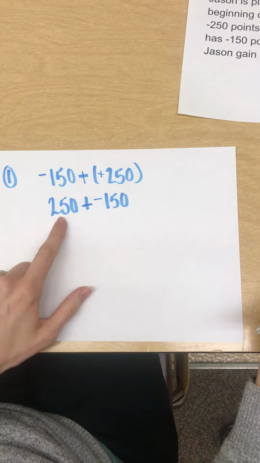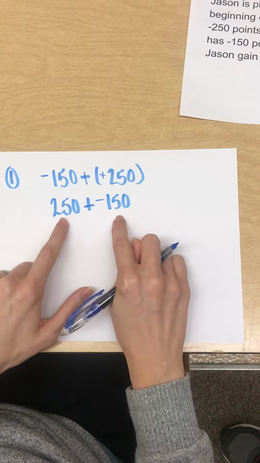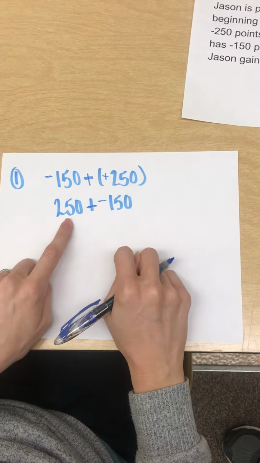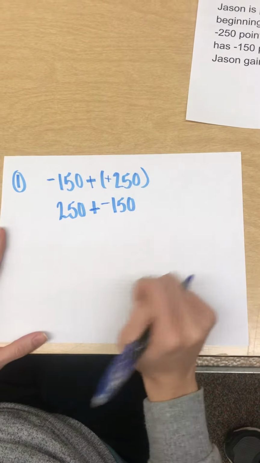So when one number is positive and one number is negative, you just subtract them. Ask yourself, what is 250 minus 150? And your answer is going to be 100. There's another way you can solve this using the absolute value.